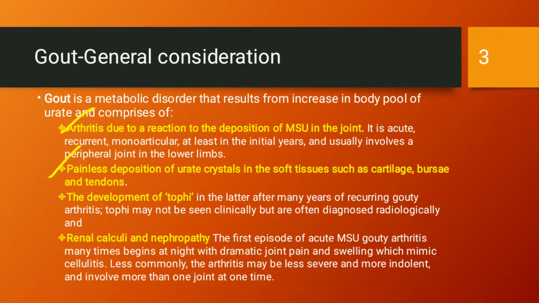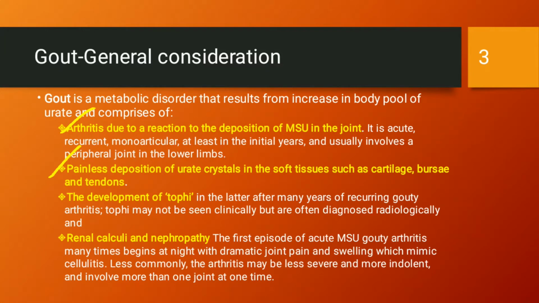Then second point, painless deposition of urate crystals in the soft tissues such as cartilage, bursae and the tendons will occur. So these urate crystals may get deposited in these soft tissues like cartilage, bursae and tendons, and this deposition is painless in nature. Okay, so why does deposition occur? Simple, the metabolism of this uric acid. Due to this there is an increase in the concentration or quantity of uric acid in the body. So this extra uric acid gets deposited at various places, and one of the places is the joints, as well as a second place, mentioned over here, the soft tissues.